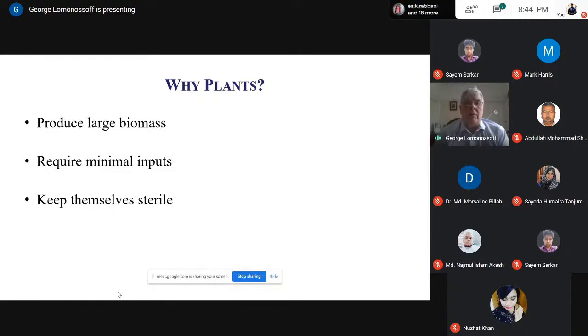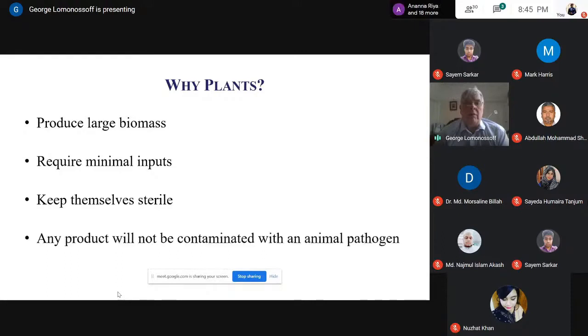I say they keep themselves sterile. What I mean by that is one of the big issues of using a bioreactor is sterility. Bioreactors, being complex things, always tend to get contaminated. Whereas in plants, there are generally no bacteria within a plant growing in the field, certainly not any which will infect humans. Any product produced in a plant will not be contaminated with an animal pathogen.